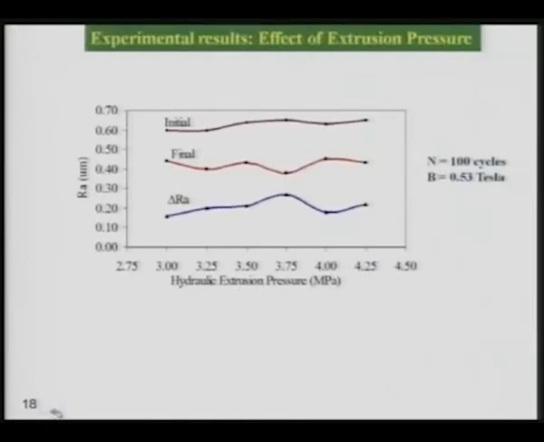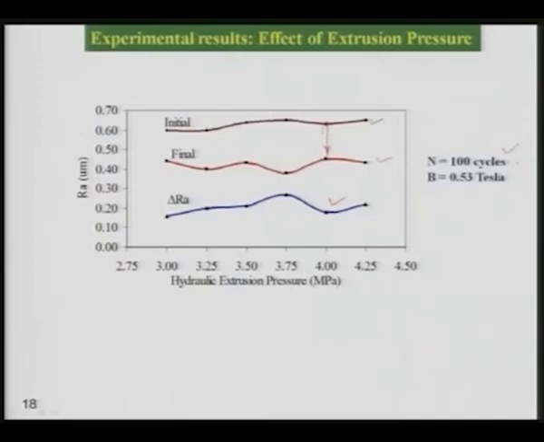Now here you can see the effect of extrusion pressure on surface roughness value Ra. This is the initial surface roughness and this is the final surface roughness. The difference between these two is given here by the blue color line, and you can see clearly that there is not much effect of hydraulic extrusion pressure on the change in Ra value or the final Ra value that you are achieving.